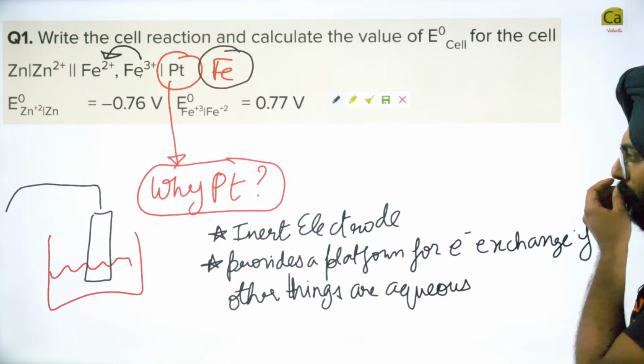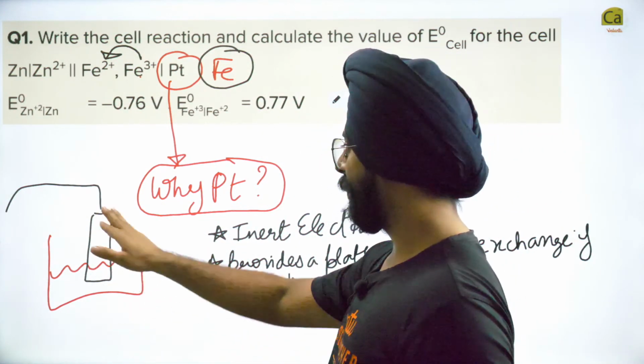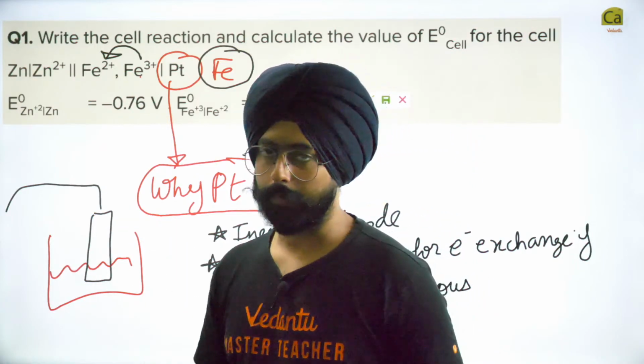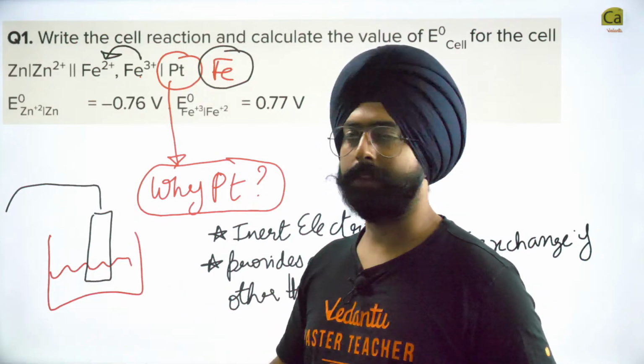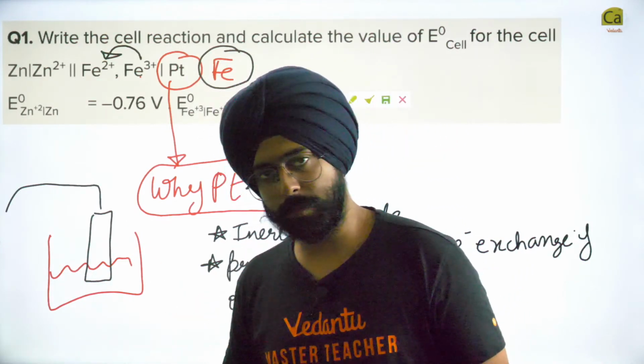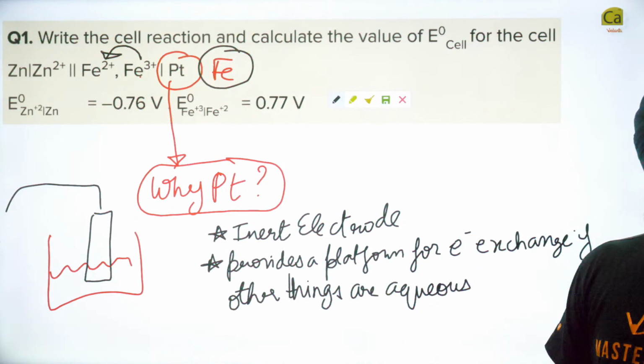Alright. Platinum is basically just a fancy wire. Where the wire needs an electrode, it's just the extension of the wire. You can think about it. Wire can be taken as copper wire. Then you take a platinum electrode so that it doesn't start reacting and still provides a platform for exchange of electrons because other things are aqueous.